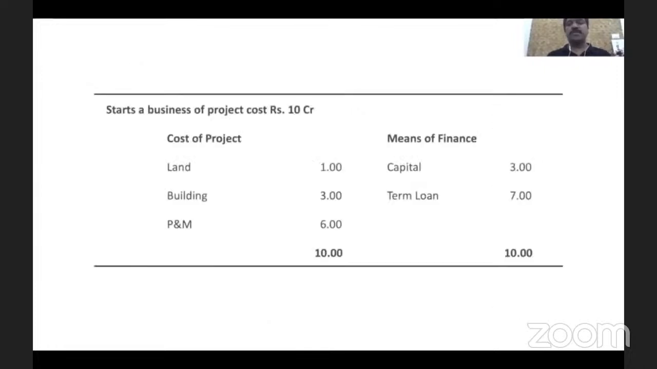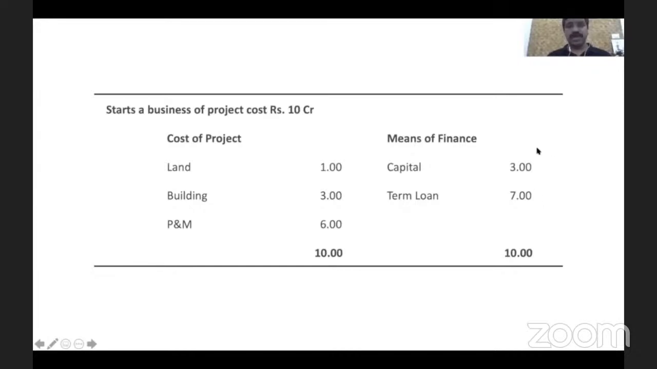Look, I'm going to start a project at a cost of 10 crore. And this project comprises where I purchase a land for 1 crore, and on that I construct my factory building for 3 crore, and I have to purchase and erect and install plant and machinery for 6 crore. So my total cost of the project is 10 crore, and how I have planned to fund this is I will be bringing in 3 crore, and I will go and approach a bank for a term loan of 7 crore. It means I'm contributing 30% for the project, and I'm asking a loan of 70%.